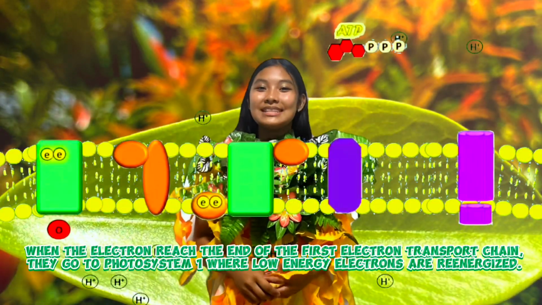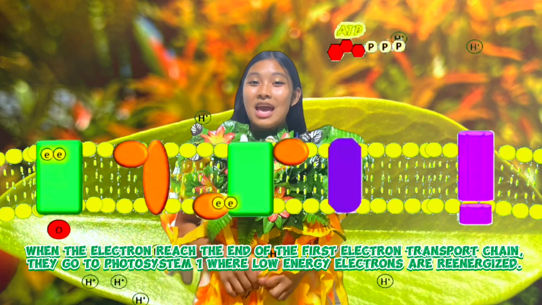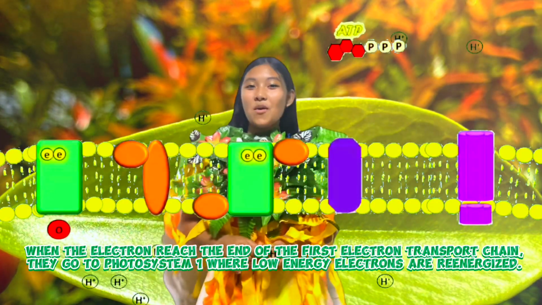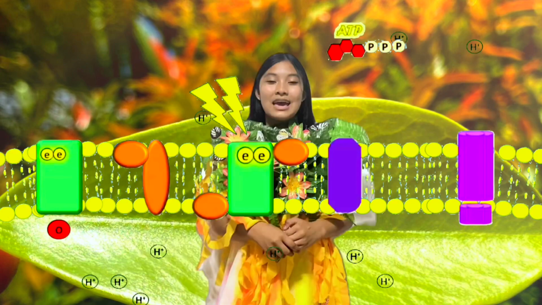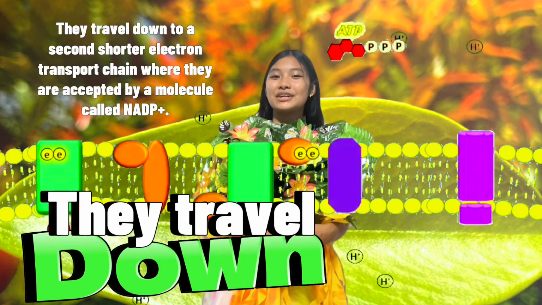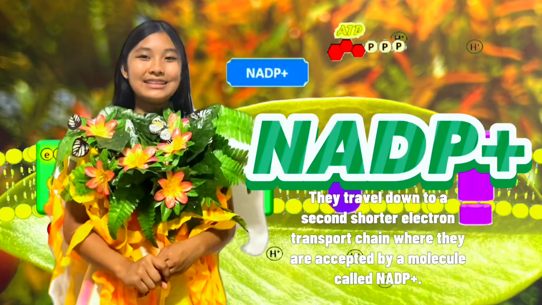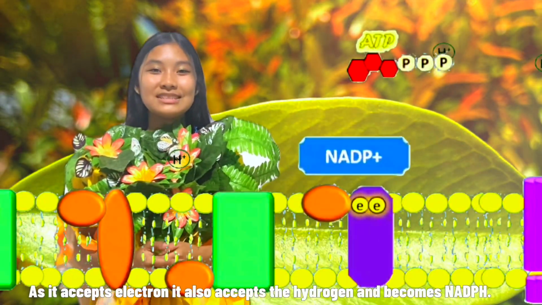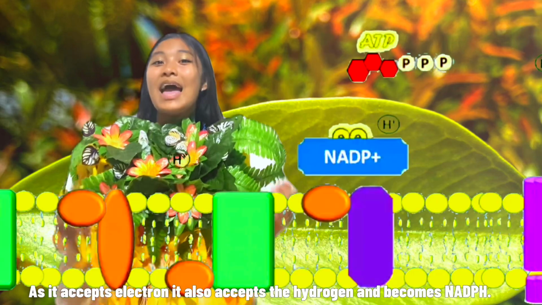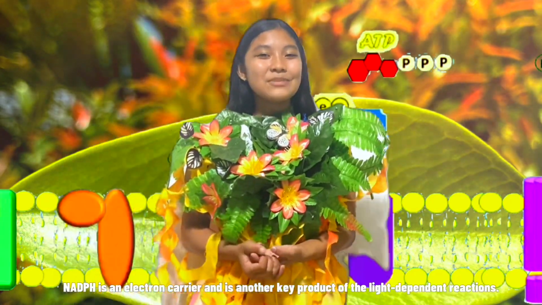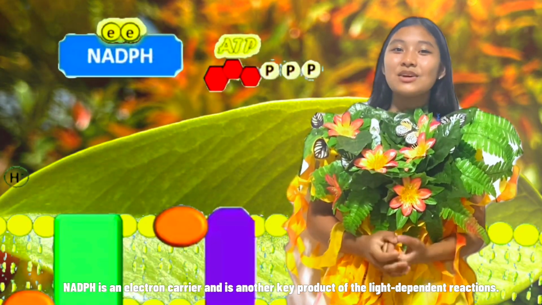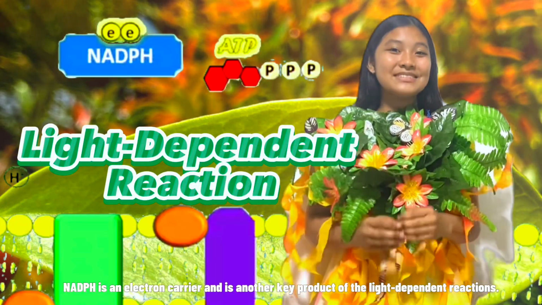When the electrons reach the end of the first electron transport chain, they go to photosystem 1, where the low-energy electrons are energized. They travel down a second, shorter electron transport chain where they are accepted by a molecule called NADP. As it accepts electrons, it also accepts hydrogen and becomes NADPH. NADPH is an electron carrier and is also another key product of the light-dependent reactions.